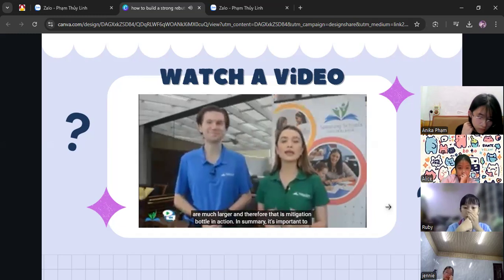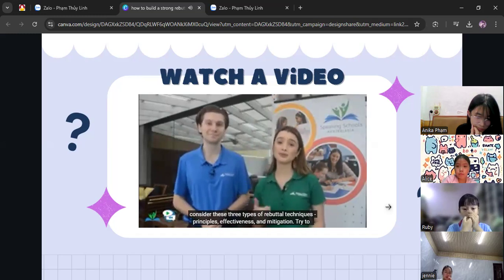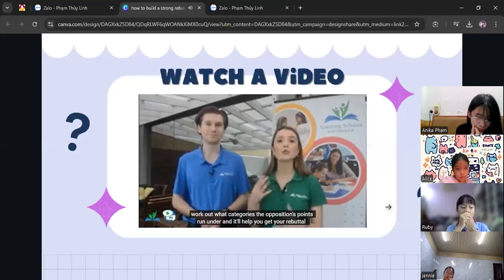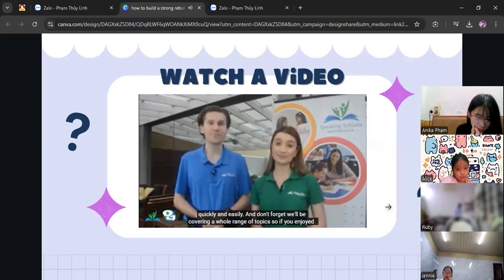In summary, it's important to consider these three types of rebuttal techniques: principle, effectiveness, and mitigation. Try to work out what categories the opposition's points run under, and it'll help you get your rebuttal quickly and easily. And don't forget, we'll be covering a whole range of topics.